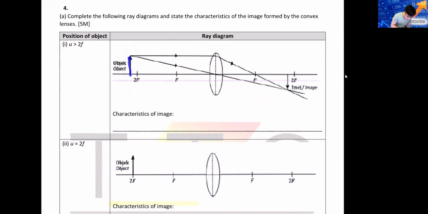So when you have here, and there's a screen here, right? So this is real. Nyata. This is reversed, so this is inverted. Songsang. And what else? Oh, this is bigger. This becomes smaller. So this is diminished. Okay, mengecil. There, 3 points, 3 marks.